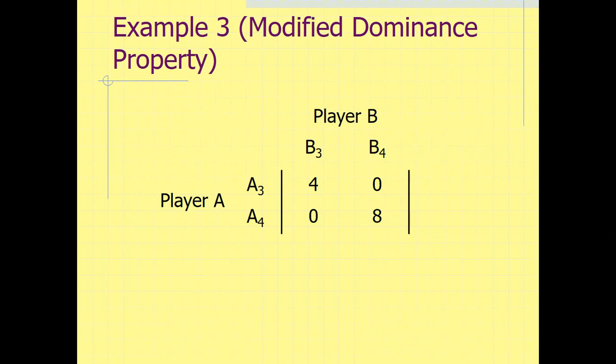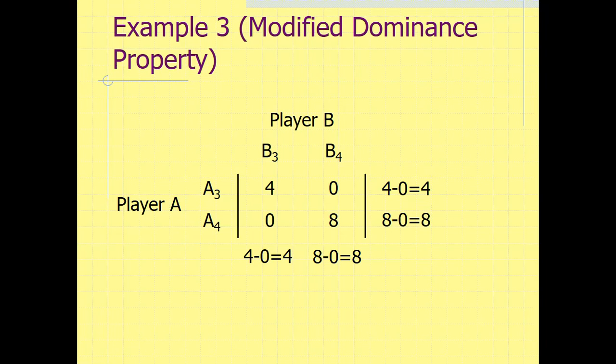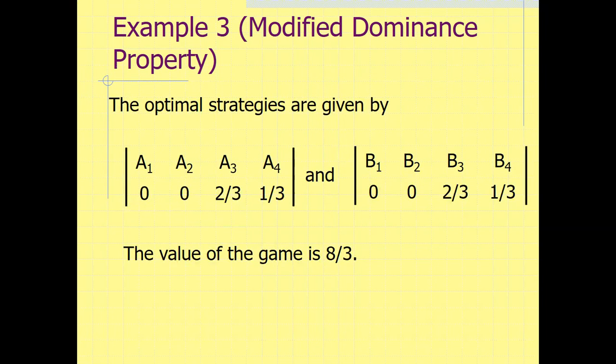Now the optimal strategy can be found out by the shortcut method. Differences in rows and columns, interchanging values, and the optimal strategies are given by, for player A, 0, 0, 2 by 3, 1 by 3 and for player B, 0, 0, 2 by 3 and 1 by 3, and the value of the game is 8 by 3.